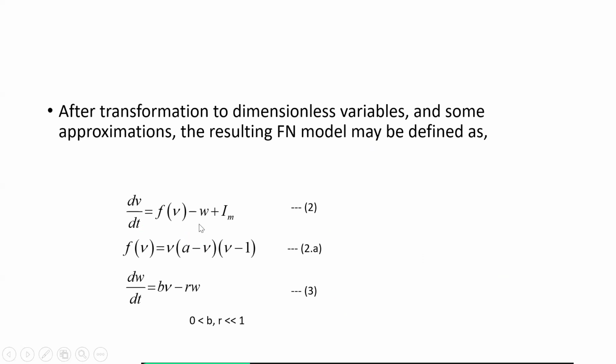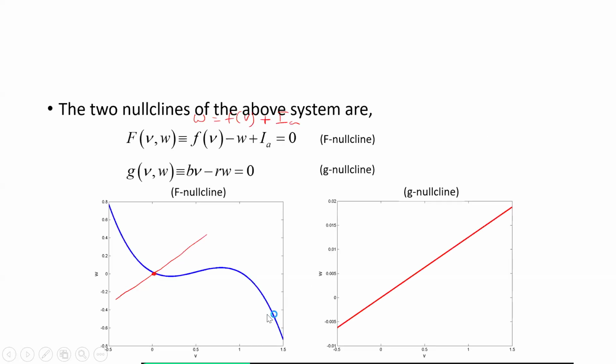dv by dt is equal to f of v minus w plus Im. W is a new second variable, and f of v is a nonlinear cubic function given by this. And dw by dt is given by bv minus rw, where b and r are small positive numbers. Okay, so this is FitzHugh-Nagumo.